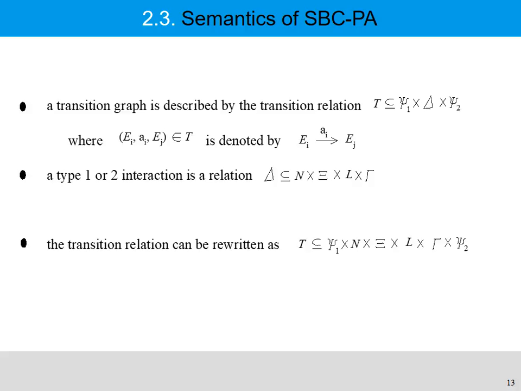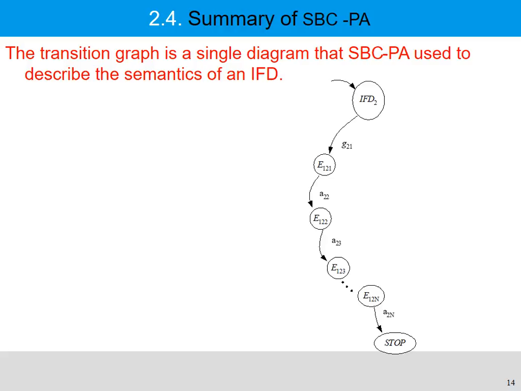A transition graph is described by the transition relation T with 3 attributes. With further extension, we will have the transition relation rewritten as T relation with 6 attributes. Now let's have the summary of SBC Process Algebra. The transition graph is the single and only diagram that SBC Process Algebra uses to describe the semantics of an IFD.